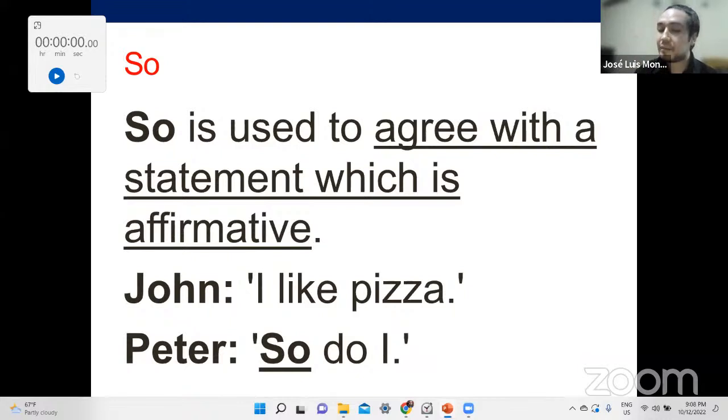Okay, so "I like pizza," "so do I," right? What if I change that? What if I say again, "I went to the party"? Okay, if I say "I went to the party," Nazarena, how do you agree with me using this structure with the idea "I went to the party"?